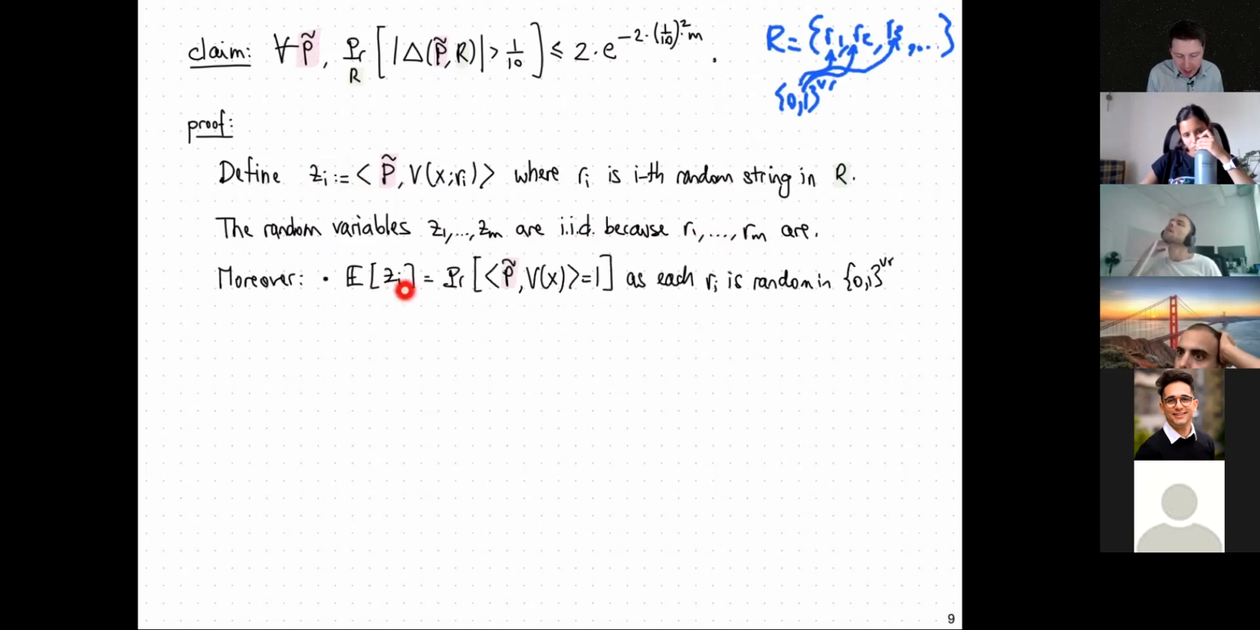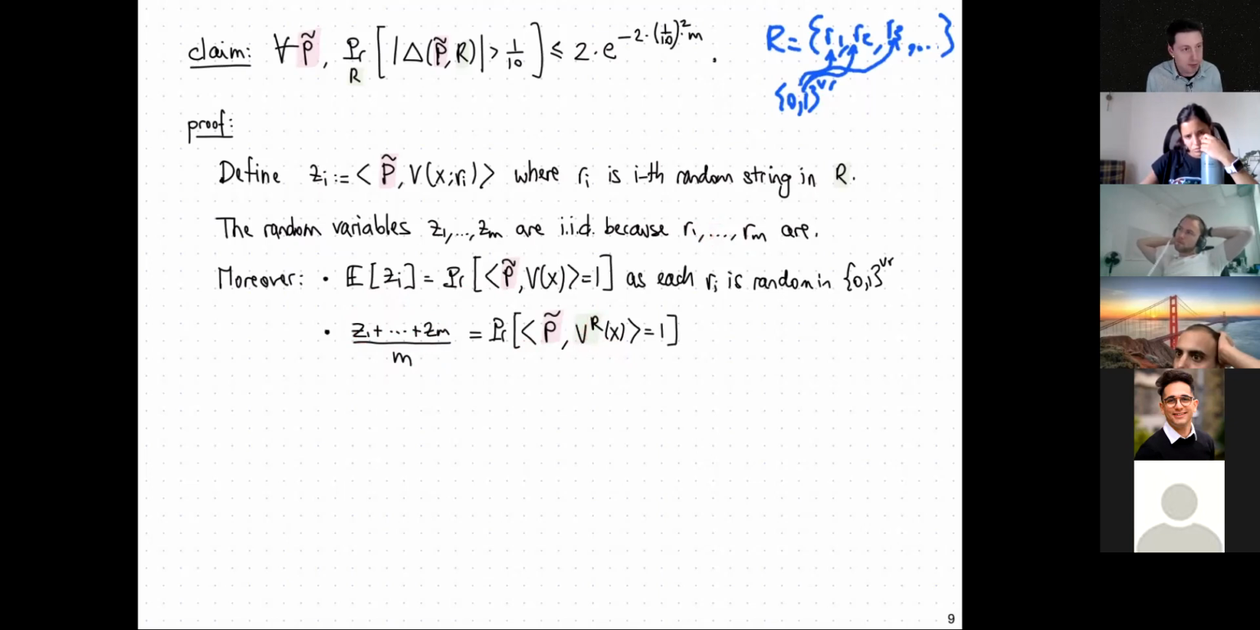Moreover, the expectation of the random variable Zi is just the winning probability of the malicious prover against the full verifier, because each Ri, as we said, is random in the whole space. And the average of these random variables is exactly the winning probability against the residual verifier, because in the residual verifier we're picking one of R1 through Rm at random. So that is the winning probability against the residual verifier. You're just playing against one of these.